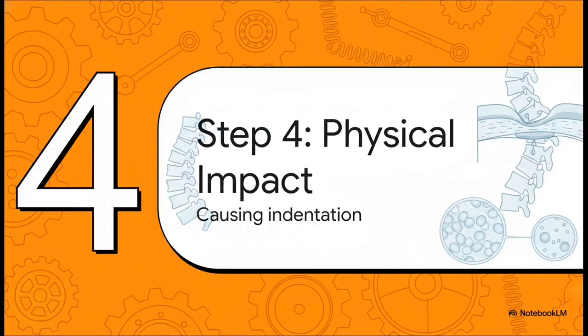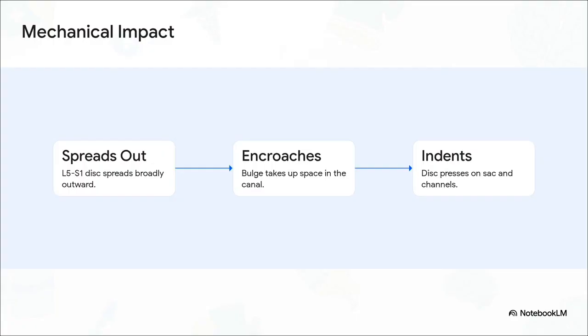Which brings us to step 4, the mechanical impact. Let's put the whole picture together and walk through the cause and effect step by step. First, as we established, that L5-S1 disc at the very base of your spine spreads outward, much like that compressed tire. Second, because it's spreading out so broadly, that bulge encroaches on the limited space inside the spinal canal. And third, as it takes up more of that space, the edge of that spreading disc gently presses against or indents that protective nerve sac we call the theca, as well as those side channels, the lateral recess. It essentially just means the expanded disc is gently nudging into the space where those nerves live and exit.